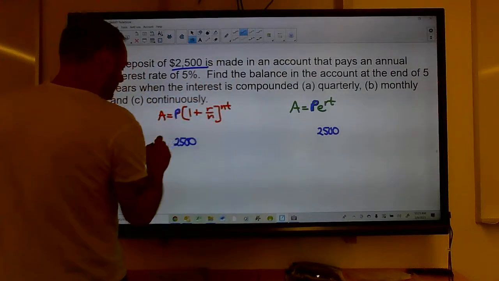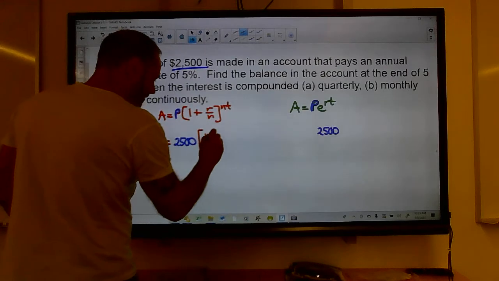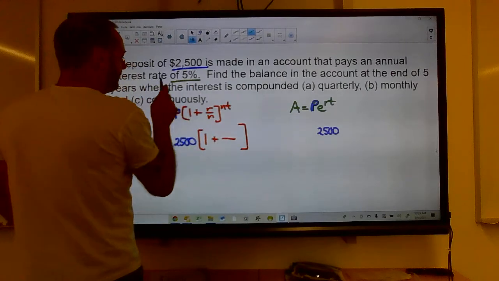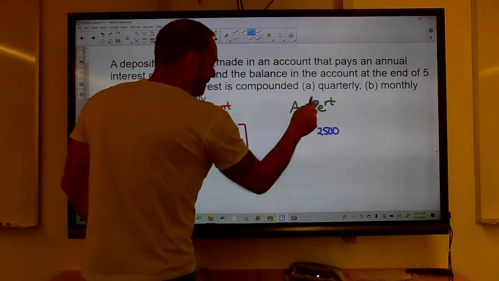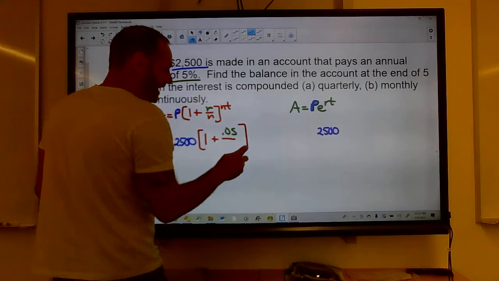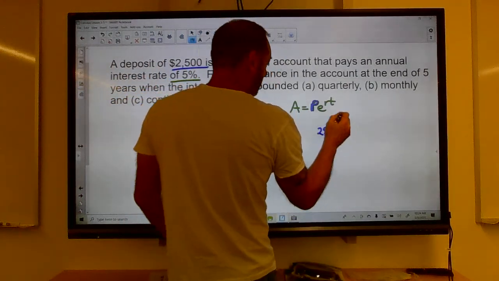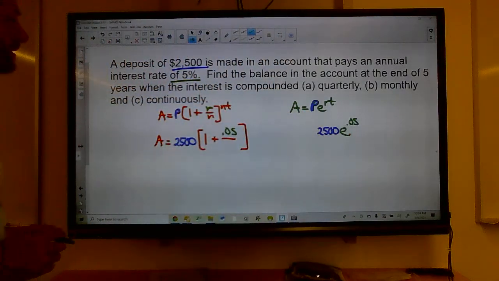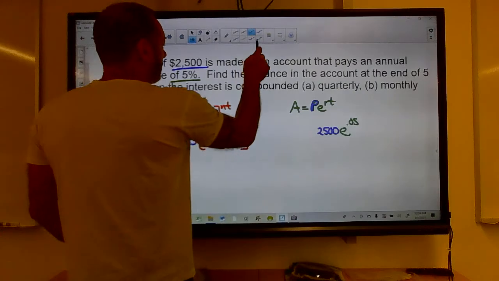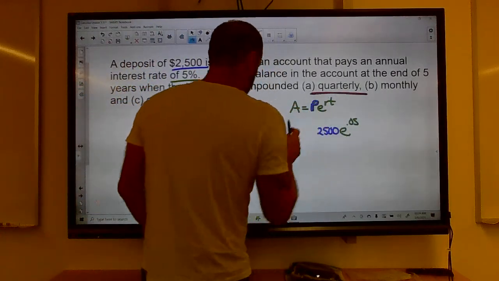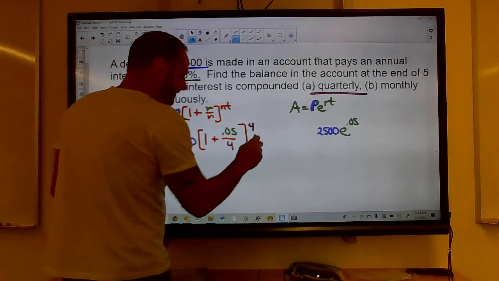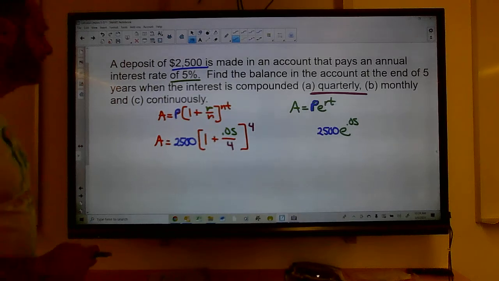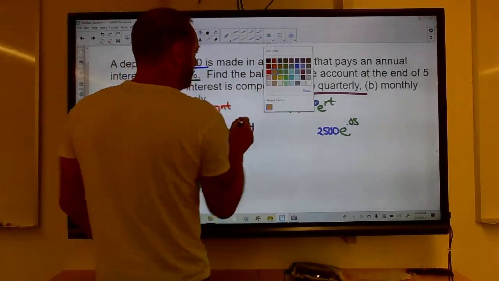Okay, and then A is going to equal, all right, my rate is 5%. So that's going to be 0.05, and this is going to be e to the 0.05 right here. And then compounded quarterly, so that's going to be 4 for n. That does not apply to this. Okay, and then t is time in 5 years.